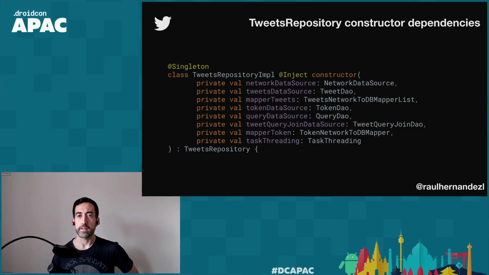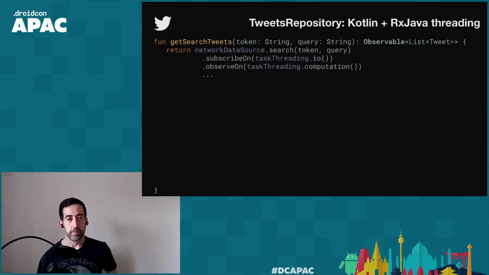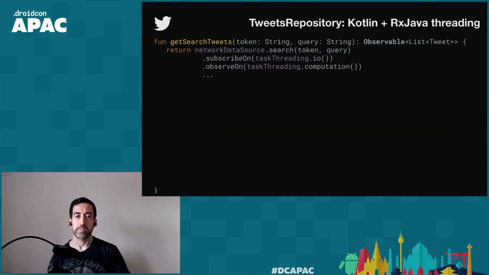And something called data task threading. The task threading is something that's going to be a bit more complete, and I will explain that later. So this is basically what is composed into my repository. Again, this is a singleton. So the mechanism I have here is searching for the tweets.